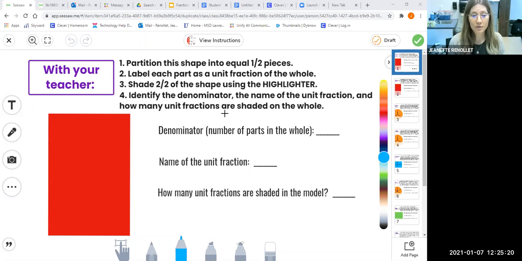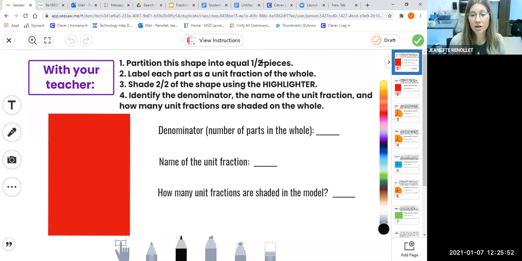Wow, that's a lot of information. I know that we're going to work together. I want students sitting up tall, focusing their attention, looking and listening. Whatever I do to mine, you do to yours. Let's go through the directions one at a time and practice on slide 1. First job says partition this shape into 1/2 pieces.